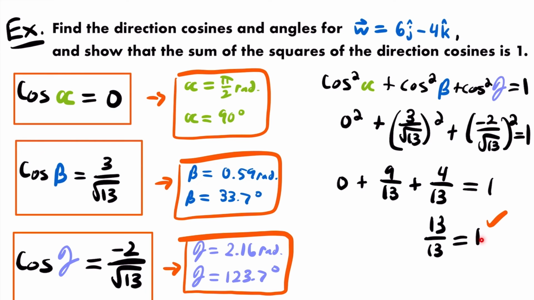All right, if you don't get 1 when you set up this equation, something is wrong. You either didn't square your direction cosines correctly, or you didn't add them together correctly, or you just plain have the wrong direction cosines and you need to go back and check your work. So if you don't get 1 here, you know something is wrong. This has to be equal to 1. The sum of the squares of the direction cosines will never be another value other than 1. All right, and so that is it for this example, but I do have one more example that I want to look at before I end this video.